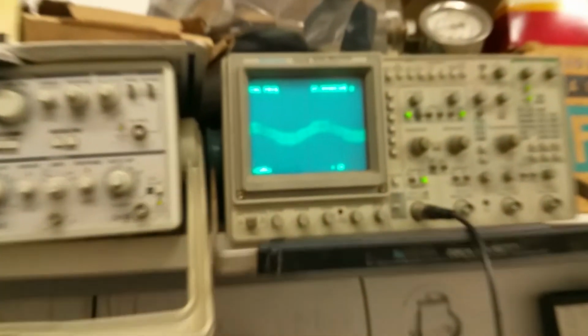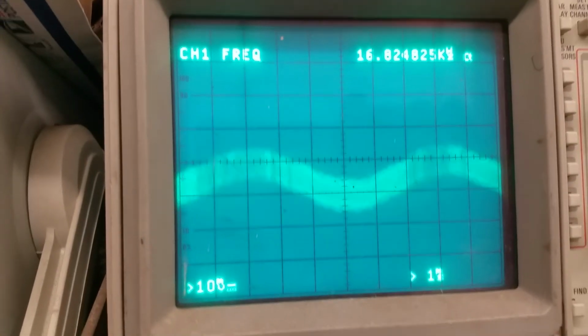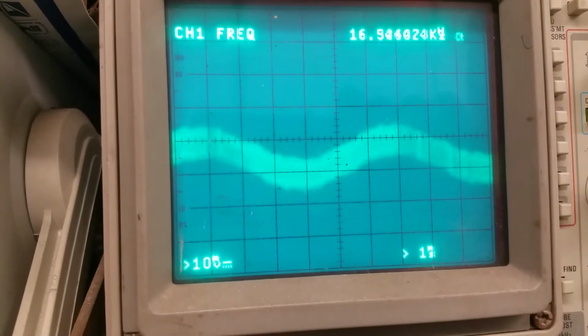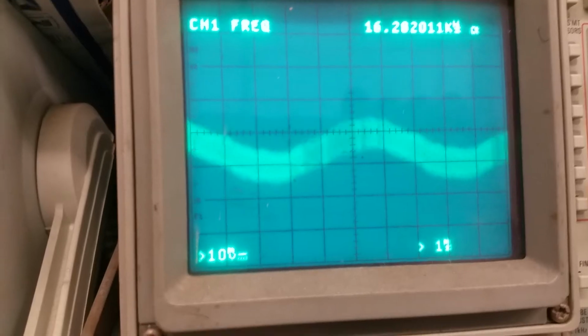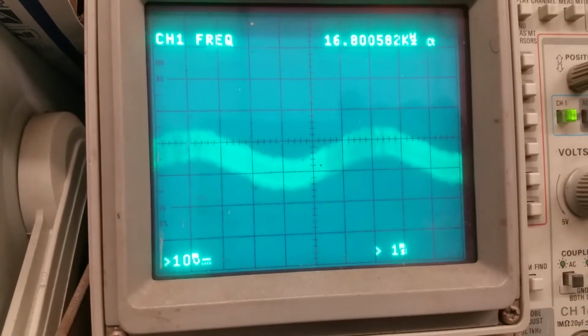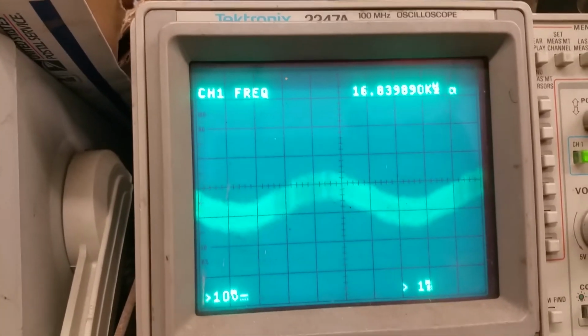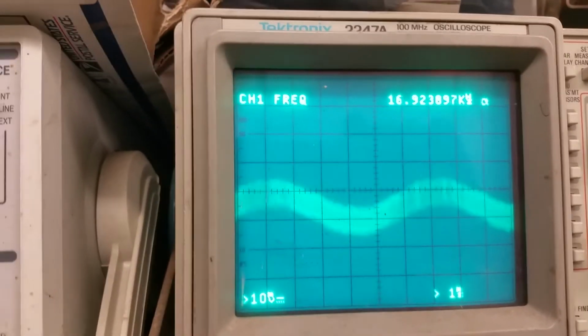Now, just for the hell of it, I'm going to turn on the light and see if there's any effects. Okay, so there's not much effect, except it raised the frequency. Look, now we're at 17,000 hertz. Before, we were only at 120 hertz.